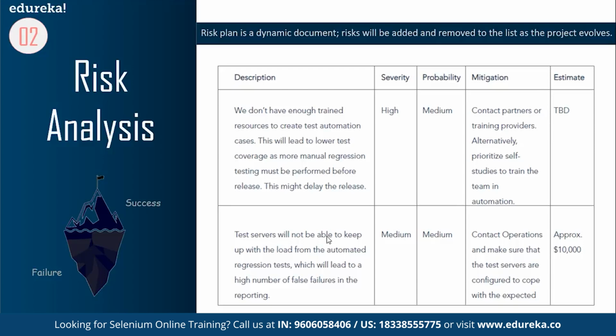Similarly, the next risk says test servers will not be able to keep up with the load from the automated regression test, which will lead to a high number of false failures in the reporting. And what's the risk level? Medium. And the probability is medium. And what you could do is contact operations and make sure that the servers are configured to cope with expected load. Now, what about the cost? It's about $10,000. So this way, you can create a risk document.